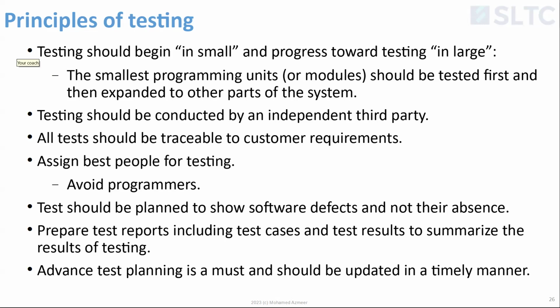And look at the next one. Tests should be planned to show software defects and not their absence. Now, this is a very big one. We test software not to say, look, everything is fine. We need to show there are certain defects. That's why we plan the test plan. And then the report should include the test cases and test results to summarize the result of testing. So someone looking at the test report later should be able to understand why the testing was done, how the testing was done, what are the results, inputs, outputs, all that.